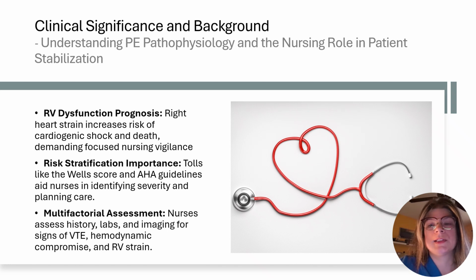Understanding the clinical significance of right ventricular dysfunction is vital for nursing care. Right heart strain increases the risk of cardiogenic shock and mortality, demanding vigilant monitoring. Nurses utilize risk stratification tools like the Wells score and the American Heart Association guidelines to assess severity and guide care planning. A comprehensive assessment includes patient history, laboratory data, and imaging to detect venous thromboembolism and hemodynamic compromise, enabling timely and targeted interventions.